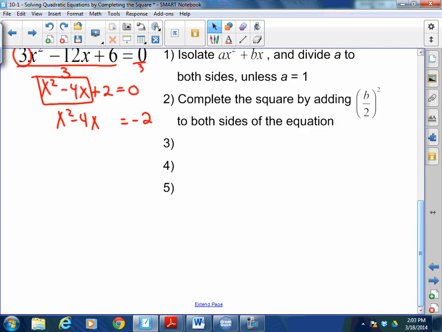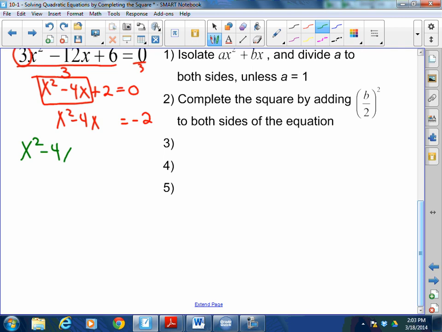Now, step 2. Complete the square by adding b over 2 squared to both sides. Remember, whatever you add to one side must be added to the other. So, let's do it. I got x squared minus 4x plus, what's b over 2 in this case? Negative 2 squared, which I have to add to the other side. On the other side, you can go ahead and simplify it to 4. You guys with me here?